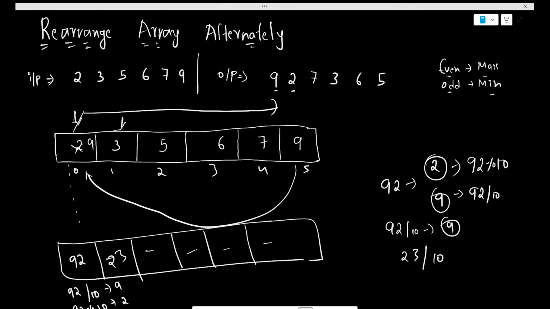23 divided by 10, that is 2. That's the actual answer. We will be filling all the array and dividing by 10, and we will be getting the output, right? So how is the intermediate number generated? Let's see that.